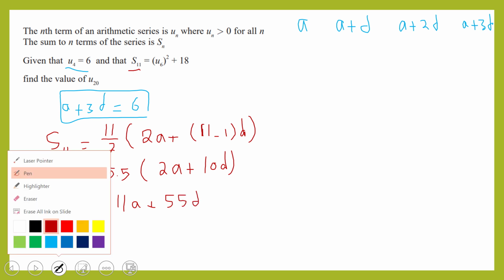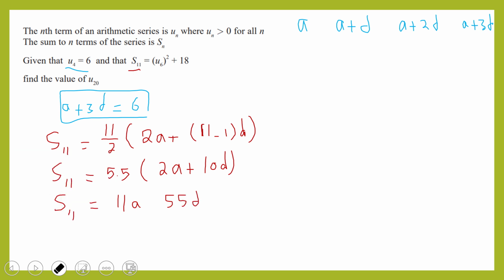This is S11 according to the main rule. But now it's given that S11 equals u6 squared plus 18. So let's find the other form of S11. S11 is u6 squared, which is (a plus 5d) all squared, added to 18.